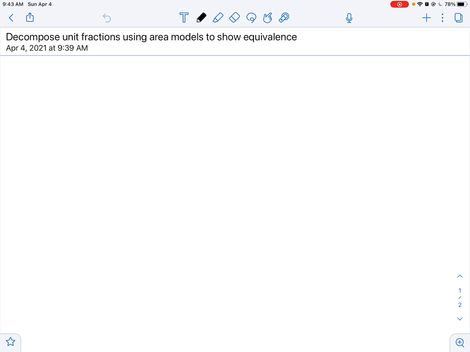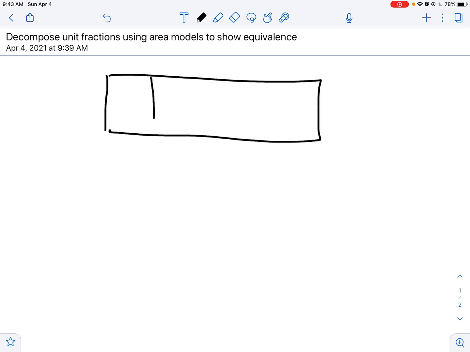Okay? So today we're going to start with an area model that shows 5 equal parts. So if I were to ask you to draw an area model and partition it into 5 equal parts, you would do something like this. 1, 2, 3, 4. There is an area model, right? We've got a rectangle and we've broken it into 5 equal parts, or fifths. If I shade 1/5 here, I can write that I have 1/5 shaded, right?